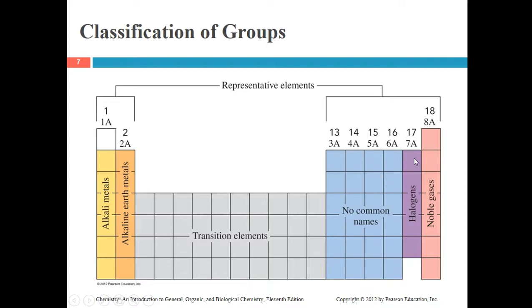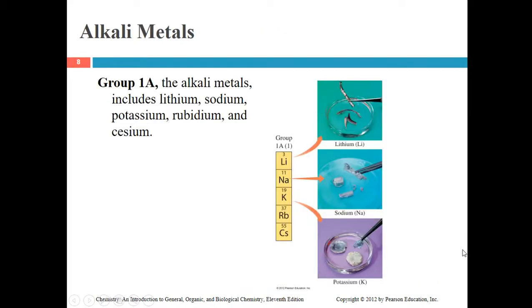But 7A, this second to last family that's all the way over to the right, is halogens. And that term's used a lot. And the last family, noble gases.